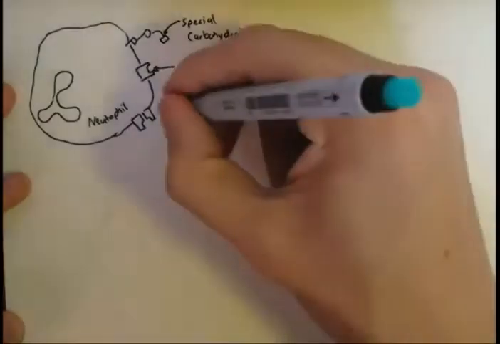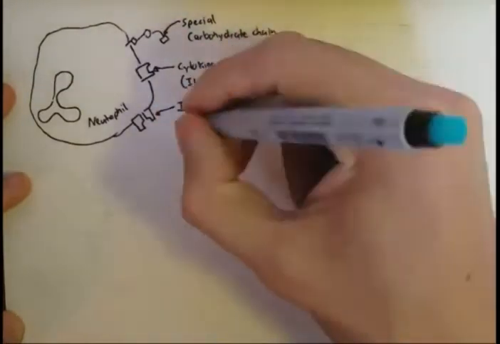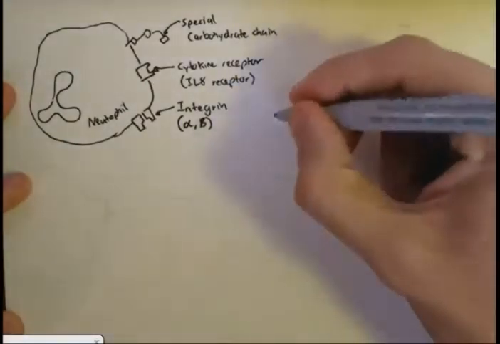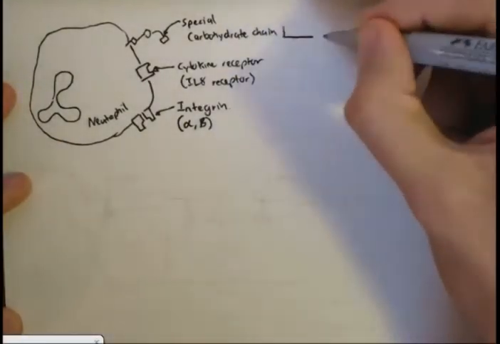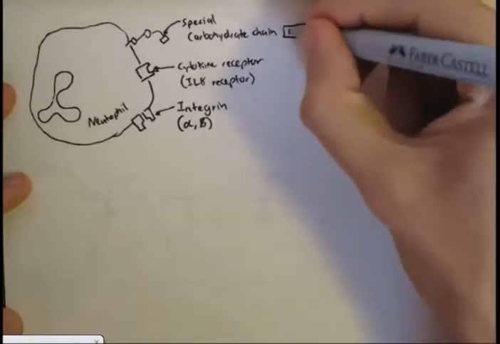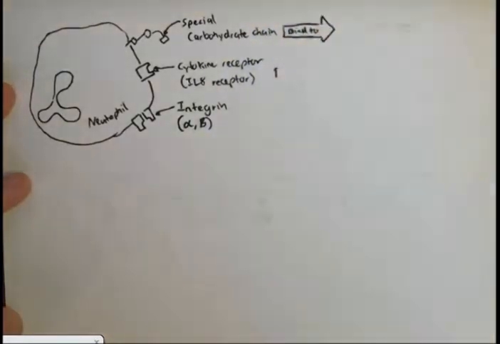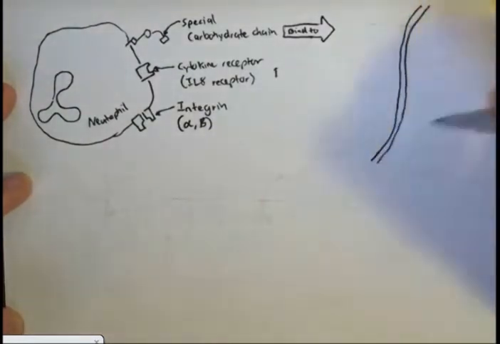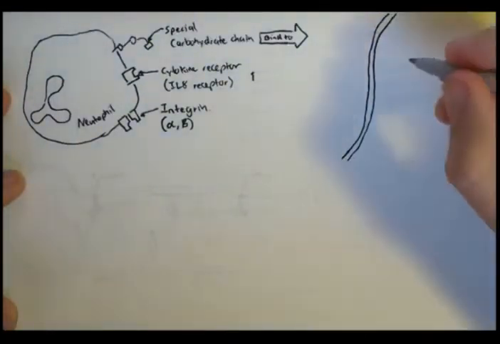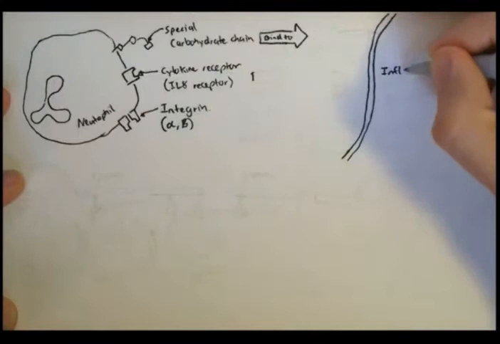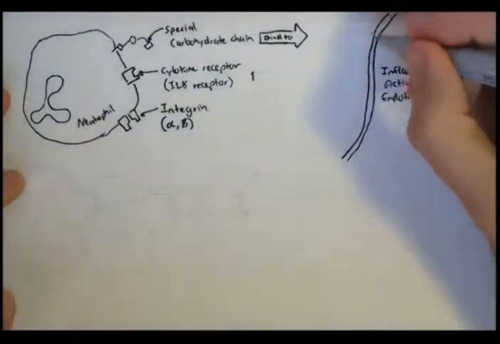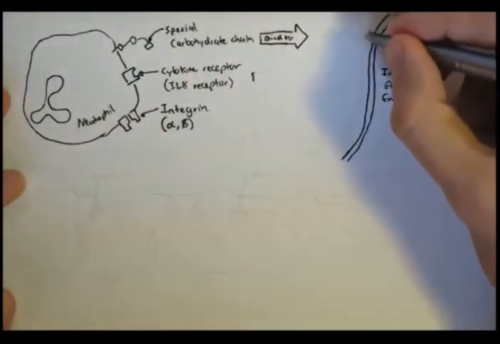And the last one is a class called integrins, consisting of alpha and beta domains. Now there are actually specific names for each of these integrins, but we are just looking at the family name, the class name. Now let's see what these different neutrophil receptors bind to on the inflamed and activated endothelial cells. So here we have an activated and inflamed endothelial cell. Just a bad drawing. So the special carbohydrate chain on the neutrophil binds to the selectins.